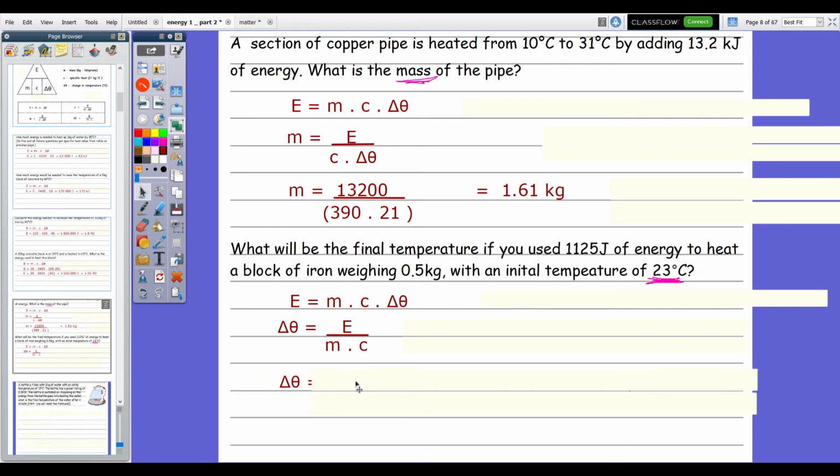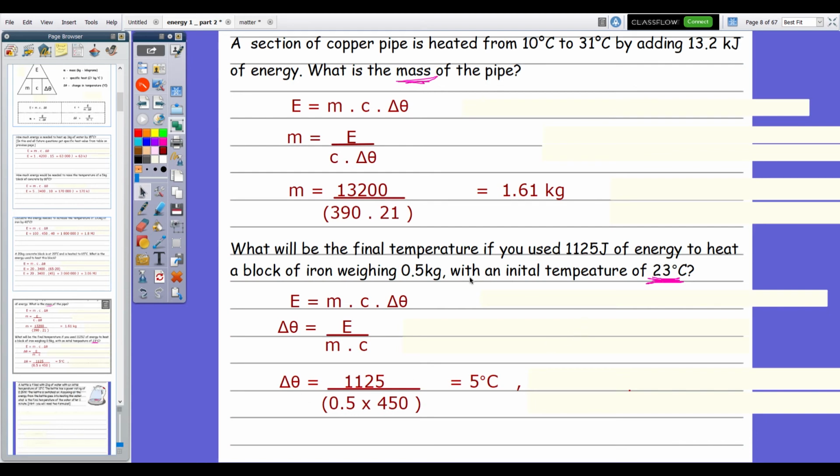Well, the top line is the energy, that's 1125, and the bottom line is MC. MC in this case is going to be the mass, which is 0.5, and the specific heat of iron, if you look it up back on the table, is 450. That gives us an answer of 5 degrees. But is that an answer?